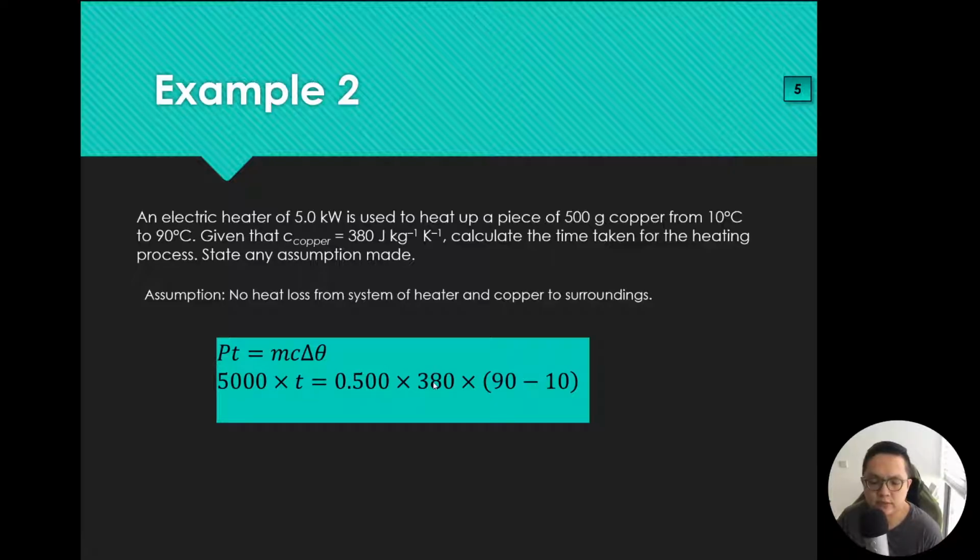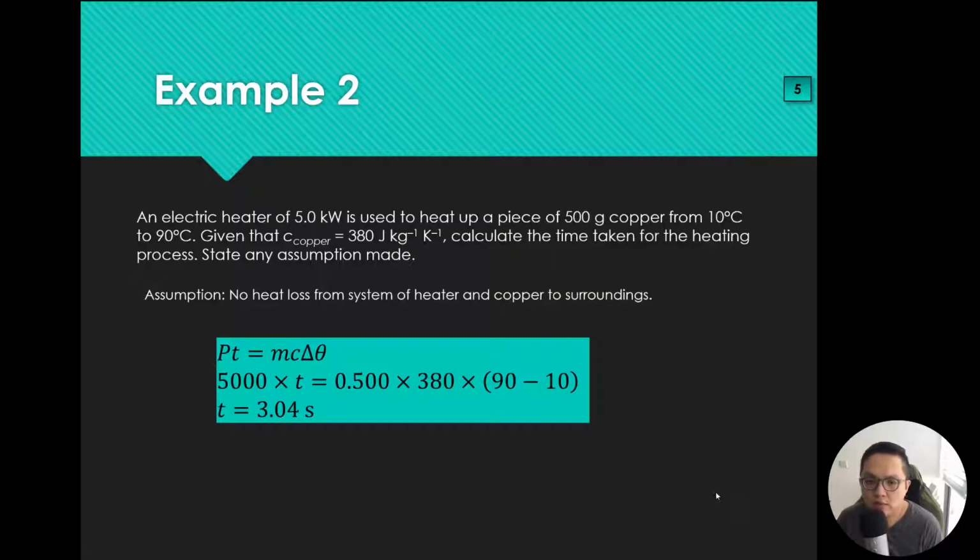The heat capacity is 380 and the change in temperature is 80 degrees Celsius. Once you do the math, you realize that t is about 3.04 seconds. It's quite fast because the heater is quite powerful and you are dealing with copper as well. I think this is very straightforward because there's no heat loss. Later we'll see a question that involves heat loss, which is a bit trickier to calculate.